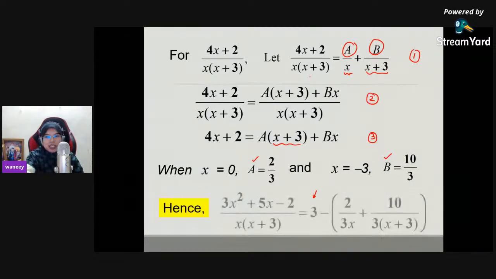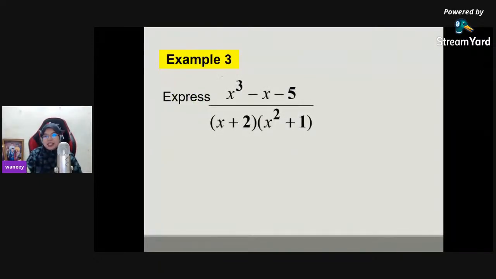Okay, so now I think I should give you some time to practice. So another example then. So express (x cubed minus x minus 5) over (x plus 2)(x squared plus 1).